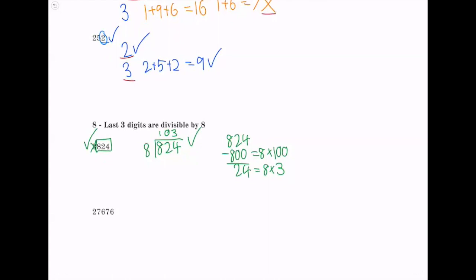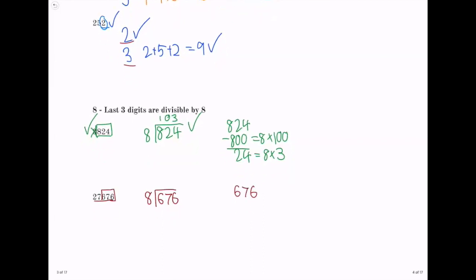Now let's look at this example. What about 27676? We look at the last 3 digits. And again, one way you can divide it out, or the second way, the quicker way, is you can subtract off multiples. So what's the easy multiple that we can subtract off from 676?